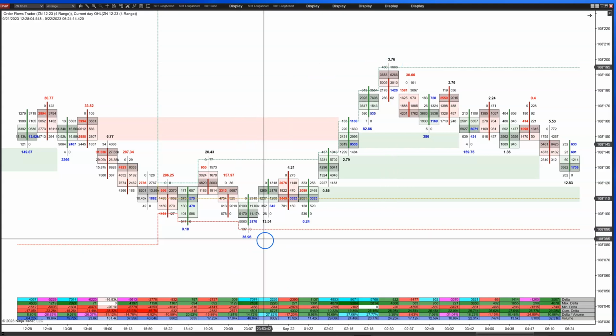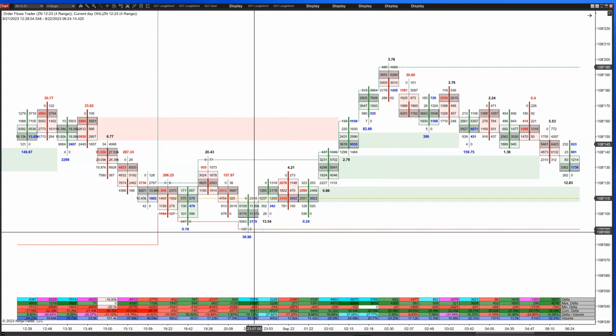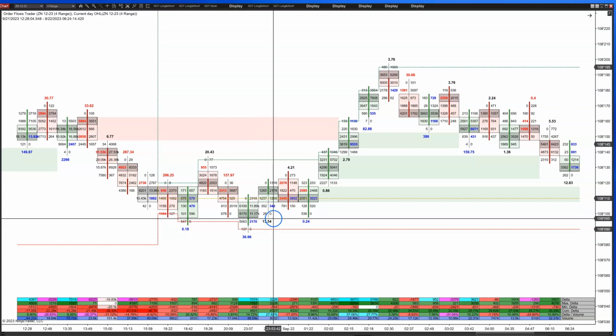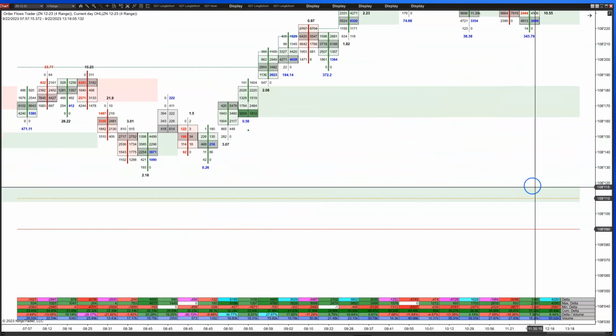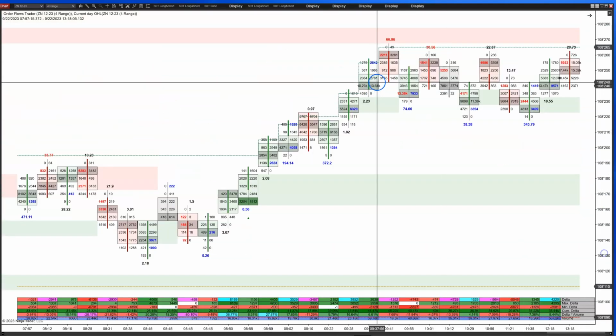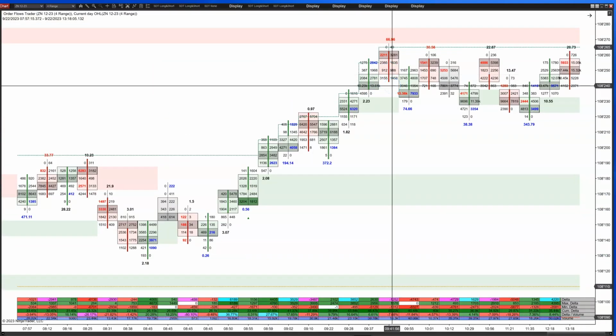So if you're looking at these ratios, you've got to put them in context of the market, right? If you're looking for bullish ratios, you want to find them at lows, swing lows. If you're looking at bearish ratios, you want to see them at highs, swing highs.